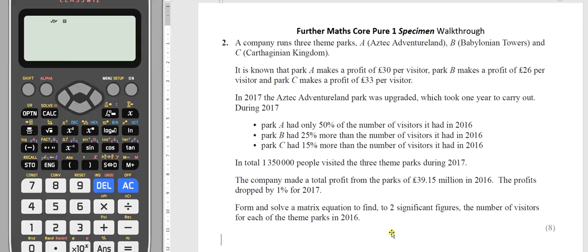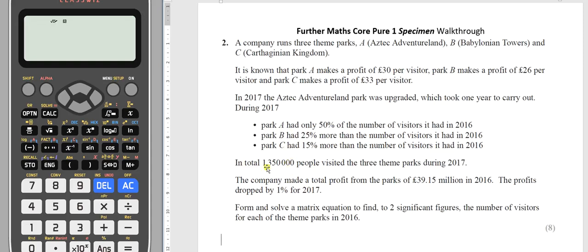Now we look back and see what kind of information we've been given. We're told about 3 different parks. We're told how much profit each park makes per visitor. And we're told that each of the parks has a different number of visitors in 2017 compared to 2016. Gives us the proportions, so we've got a link between the visitors in 2016 and the visitors in 2017.